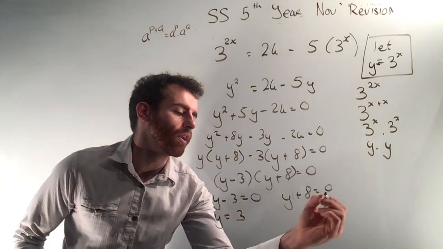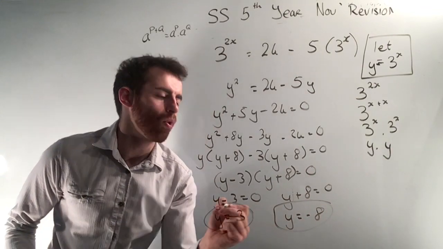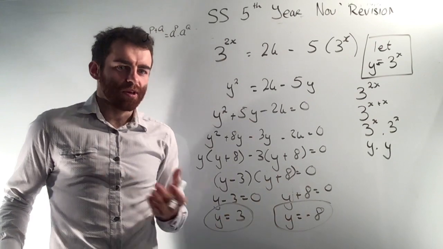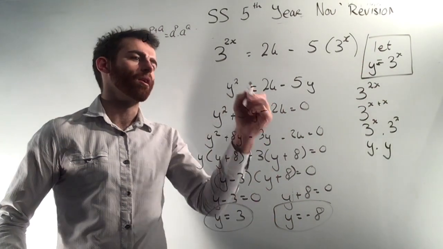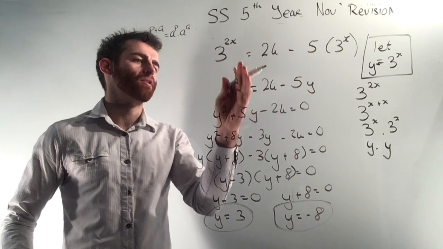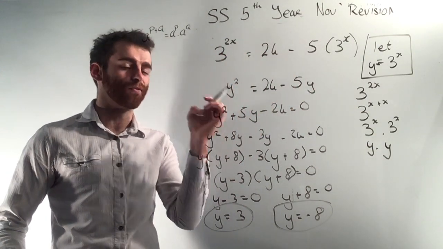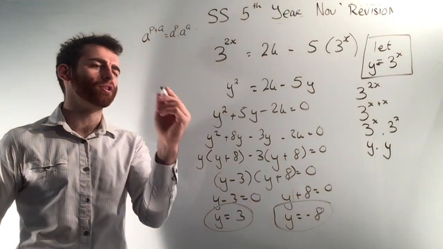To get y on its own here, I get y equals minus 8. So I got y equals plus 3 and y equals minus 8. But clearly, the y is no good to me. The question didn't ask me to find y. I just made y up at the start of the question. The question was to find x. So clearly the original equation had an x in it, so I need to find the value of x. And don't forget to go back and find your x. So in this scenario now, I should continue on.